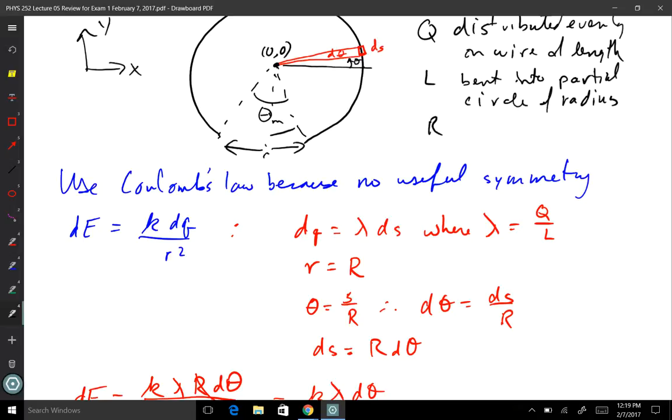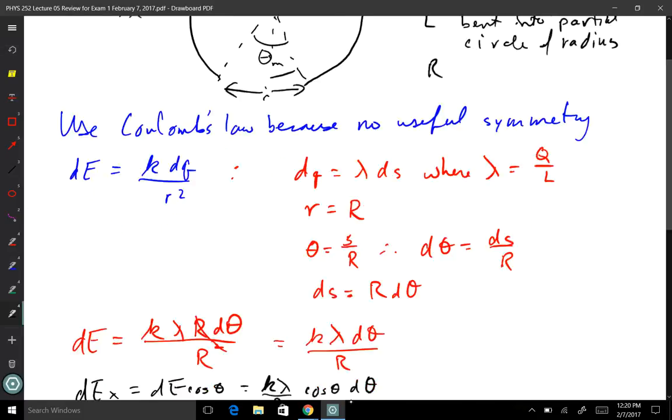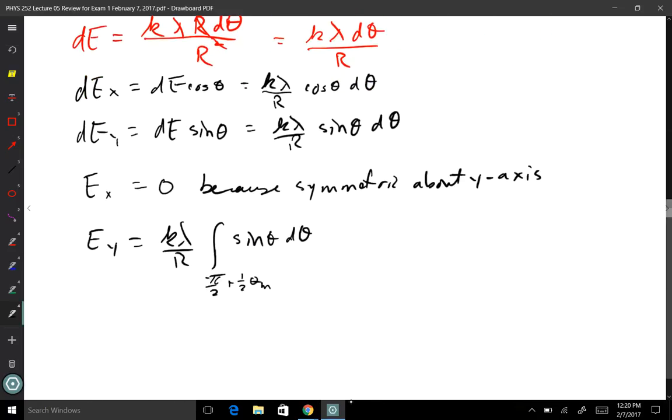Wait, no, you're right. I was wrong. 3 pi over 2 is straight down here. I was thinking it was, yeah. So 3 pi over 2 minus 1/2 theta missing. My choice of where to put my reference point turns out to be poor, but we'll survive.